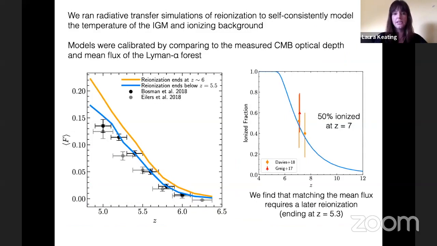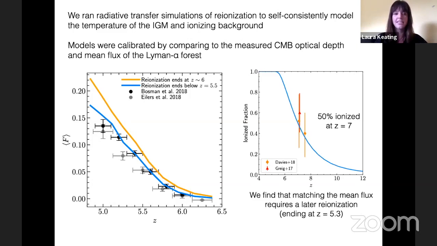The reason that I'm quite keen on this late reionization model is we've put a lot of work into running radiative transfer simulations of reionization in large 160 megaparsec boxes with moderately high resolution, where we can self-consistently model the temperature of the IGM and the ionizing background. If we look at the mean flux we get from synthetic spectra through these simulations, we find that the only way we can match the evolution of the mean flux below redshift 6 is in a model where reionization doesn't end until after redshift 5.5, and that's the blue line there.